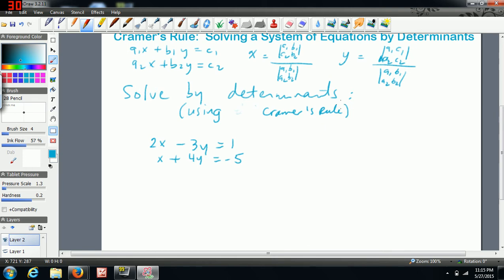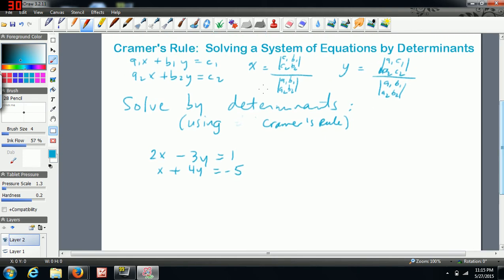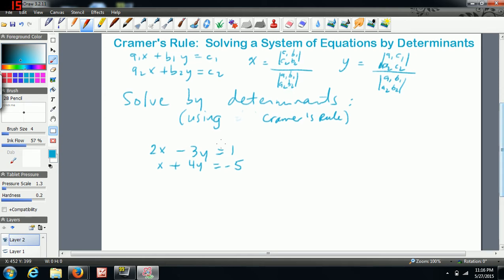Okay, so what I'm going to do first is solve this part here at the bottom, just our A1, A2, B1, B2. So we're going to solve that first. I'm just going to put a little symbol here for the determinant of that part. So I'm going to do my A.